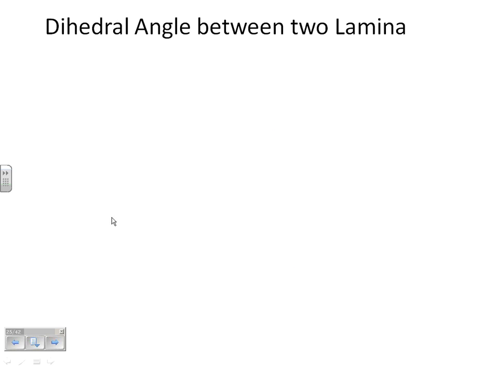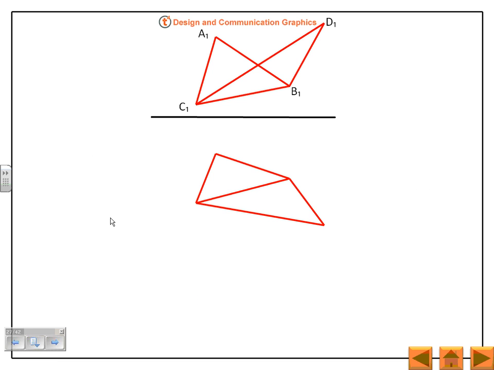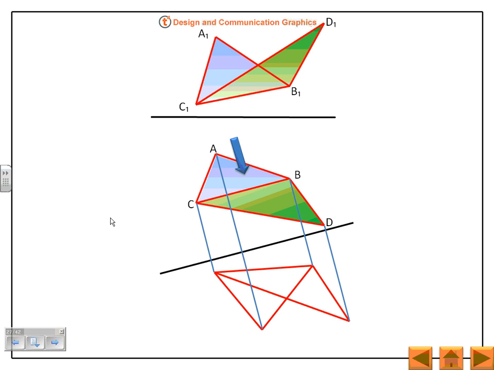Now this is where we finished up, and it was basically the dihedral angle between both. Now you've taken down the measurements for this question, so why don't you have a go at it tonight? We decided that we were going to look at right angles to CB, because CB is the line of intersection. If I look at right angles to it, and I can do this in either view, I will get CB as a true length. When I look along the true length, I will get a point view. And there's the dihedral angle in between these two laminae.